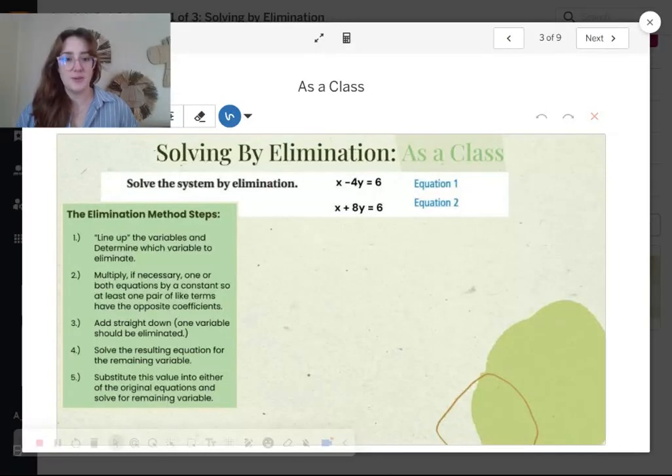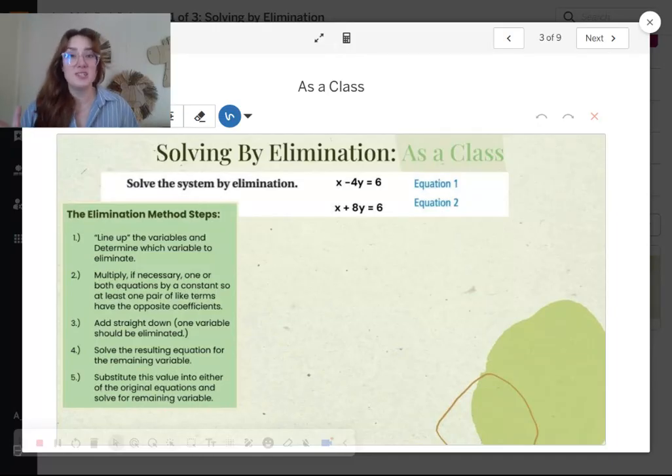All right, so solving by elimination, right? Something is being eliminated, it's being canceled, it's gone, right? It's done. Okay. So this is one of the other methods of how we solve systems of linear equations.